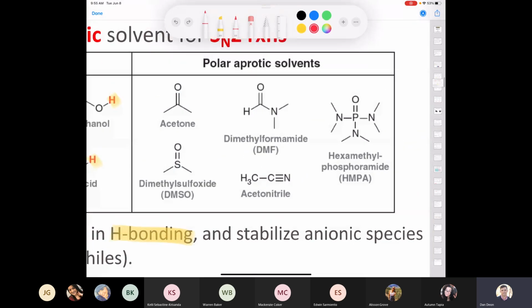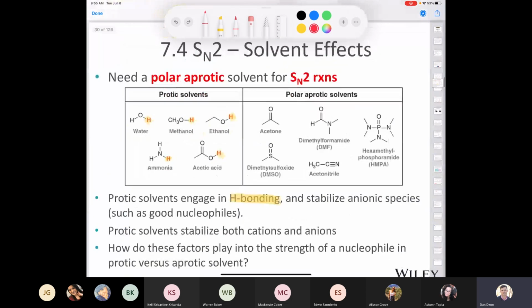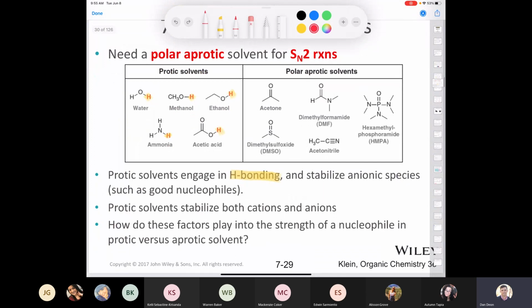And the reason I walk you through all of them is because I don't want to just throw them up on a table and be like, know this. I like to talk about things with my students and show you what these are, when they're used and stuff. So when you're doing an SN2 reaction, you want to use one of these solvents in here, either acetone, DMF, DMSO, acetonitrile, or HMPA.